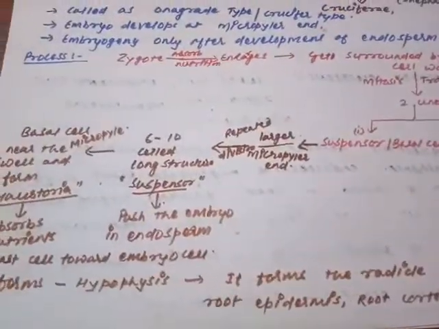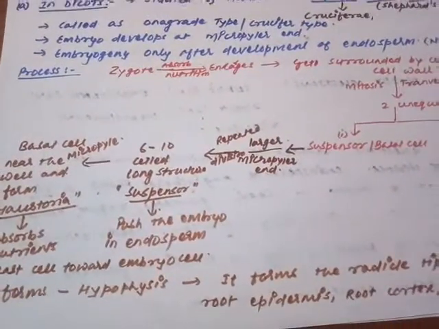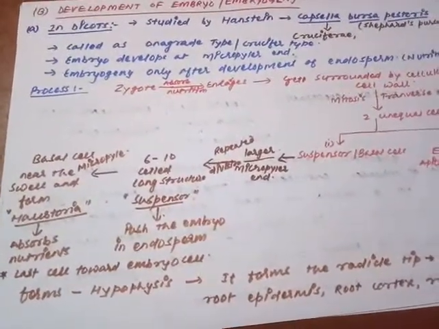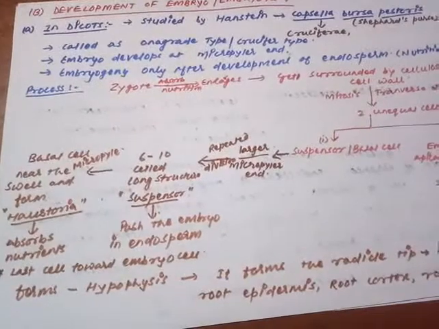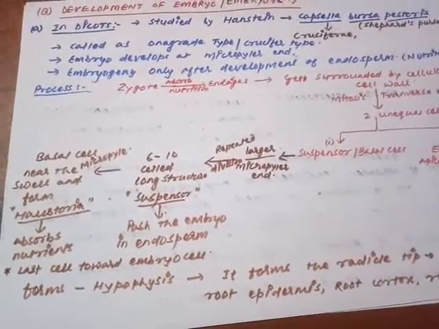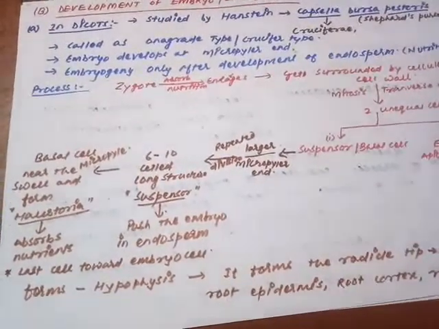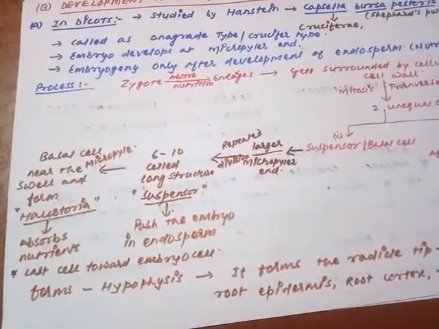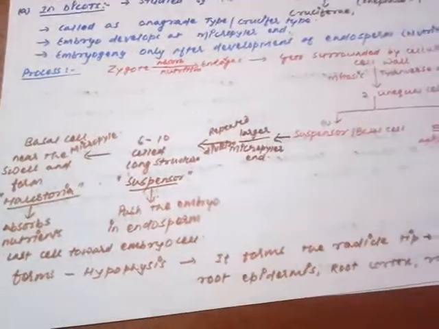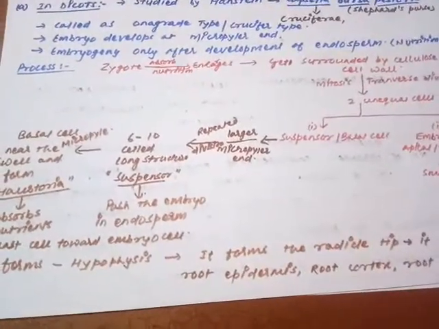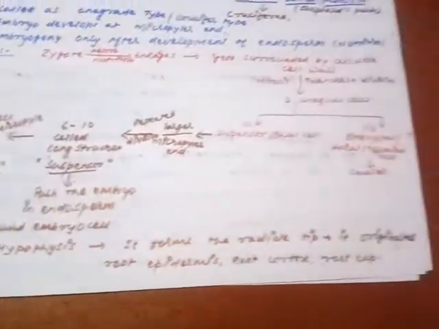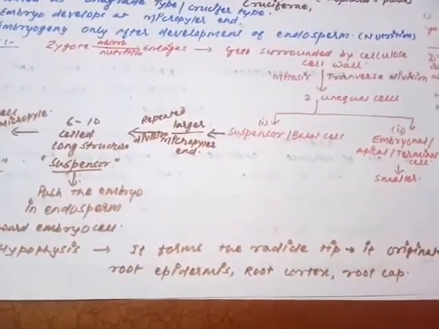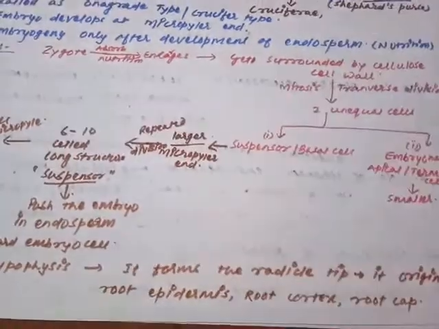The suspensor cell will undergo repeated division and form a 6 to 10 cell long structure called the suspensor. What is the suspensor going to do? The suspensor is going to push the embryo into the endosperm. The last cell near the micropylar region is going to swell up and form the haustorium to absorb nutrition. The last cell toward the embryonal cell is called the hypophysis, which is going to develop the root tip, and it is responsible for developing the root epidermis, root cortex, and the root cap.